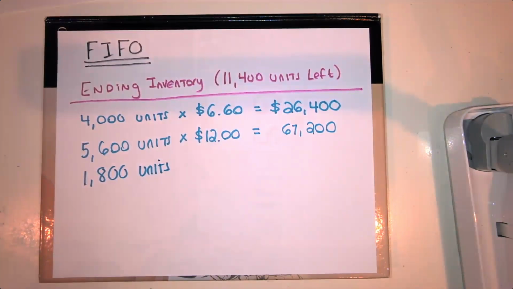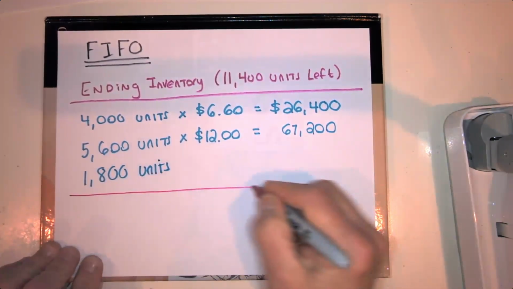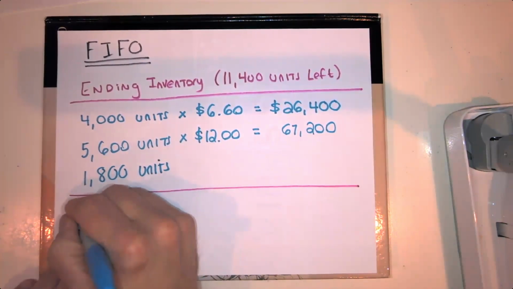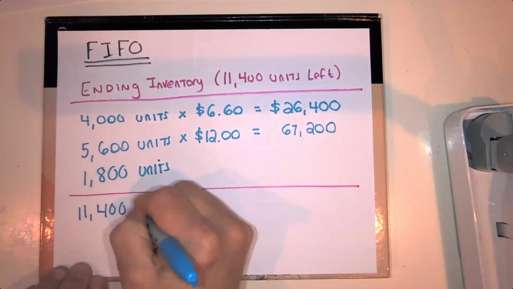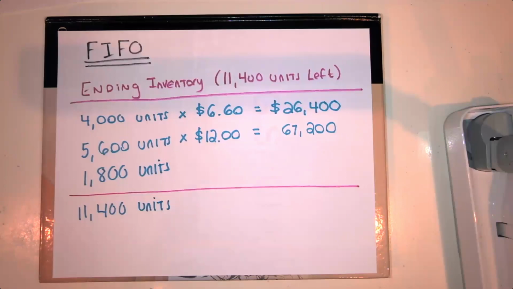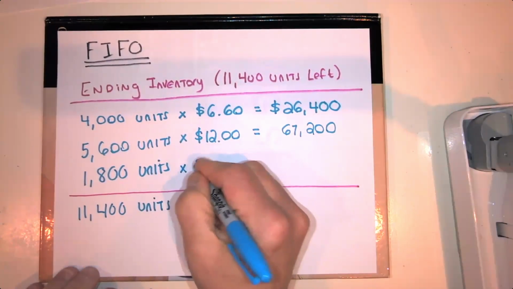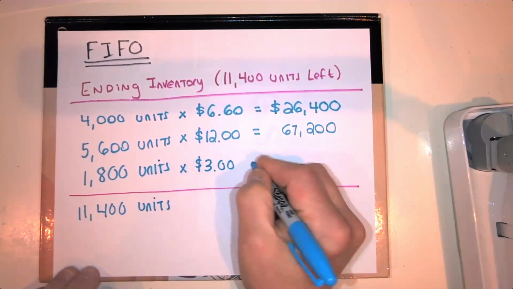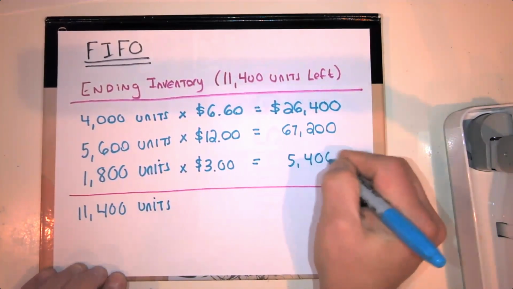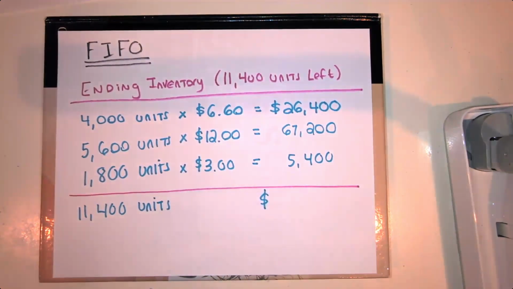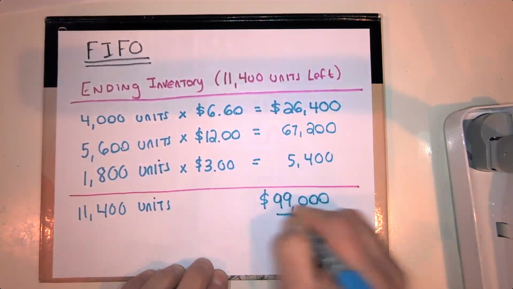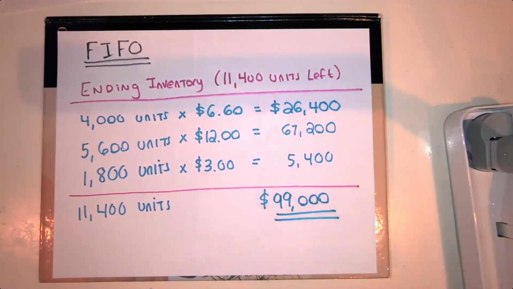I only take 1,800 of them because that gets me to the 11,400 units that are in our ending inventory. And those 1,800 units each cost $3. That's $5,400. And using FIFO, our ending inventory total cost is $99,000.